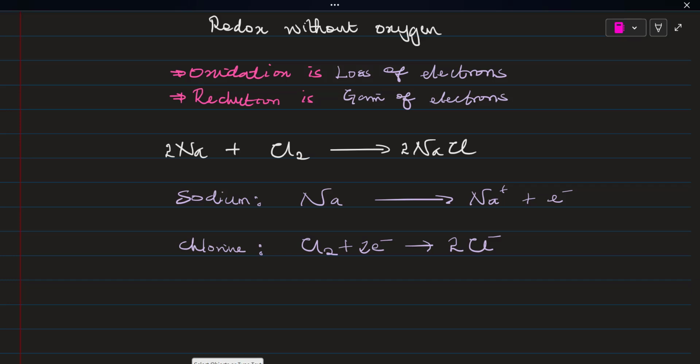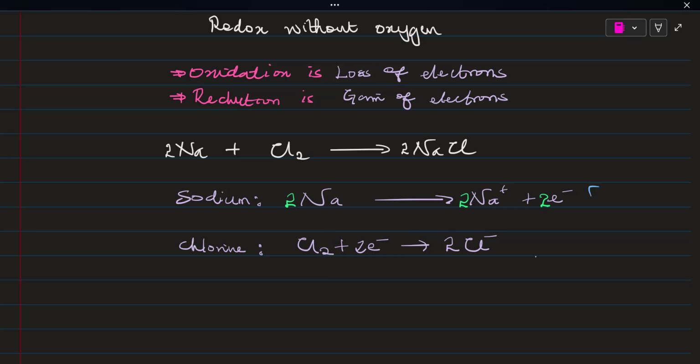Sodium lost 1 electron to become sodium ion. The 1 electron that is lost by sodium is gained by chlorine, but here you can see 2 electrons gained. So the way we did last time, we need to balance the sodium half equation to show that sodium actually lost 2 electrons. We multiply everything up here by 2: 2 sodium atoms, 2 sodium ions, and 2 electrons lost. The reason is that there must be an equal number of electrons lost and electrons gained.